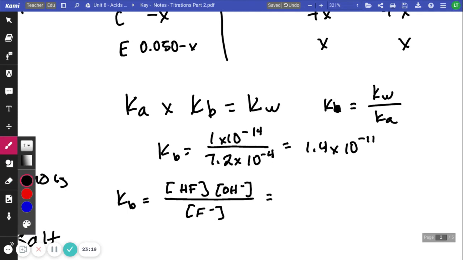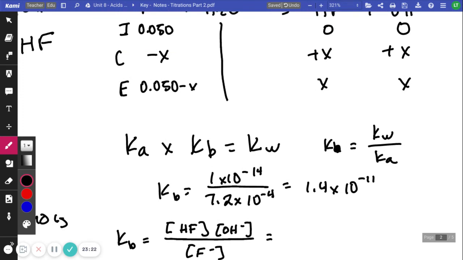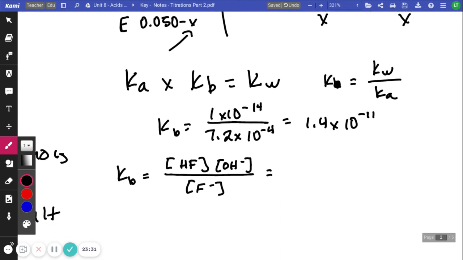All right, and we can plug it in. And once again, we have a really small Kb value, so it's not going to dissociate that much. So that X is pretty much going to be negligible, so we can just ignore it when plugging it in. So I'll have X squared, since both hydrofluoric acid and hydroxide are X, over 0.050. Plug it on in and solve for X.